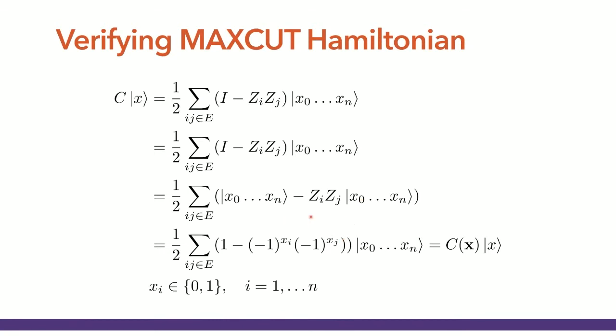Then by linearity, we can open these brackets. The first term is just 1, the identity just gives 1. And the second term gives us (-1) to the power of x_i times (-1) to the power of x_j, which is exactly the value of our objective function. And this shows that the Hamiltonian does indeed correctly implement our objective function.